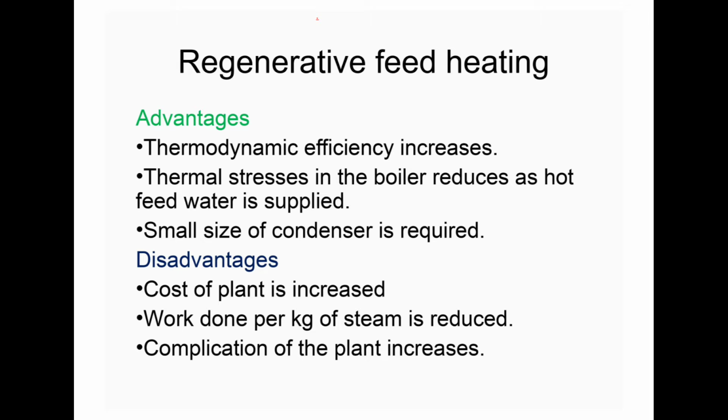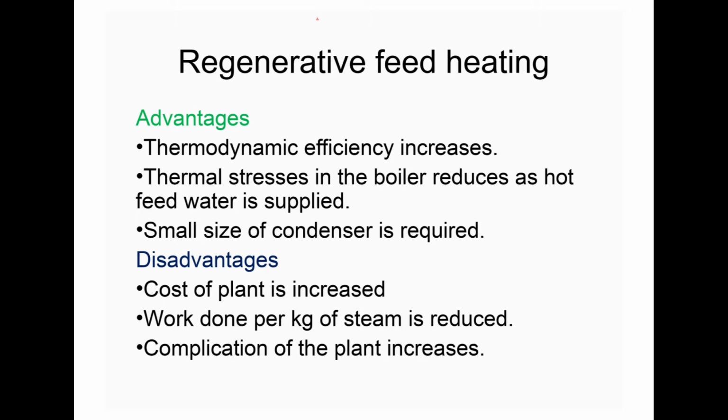And also the regenerative feed heating system has some disadvantages. First one, the cost of the plant is increased due to the higher initial capitalization. Then the work done per kg of steam is reduced, because here we are going to use the water again and again by recirculating it.